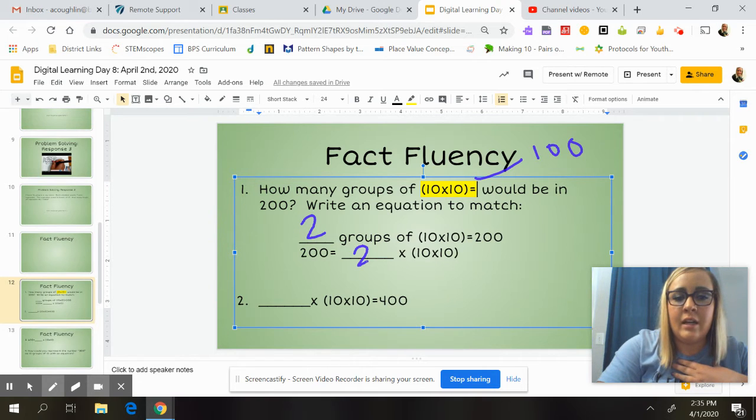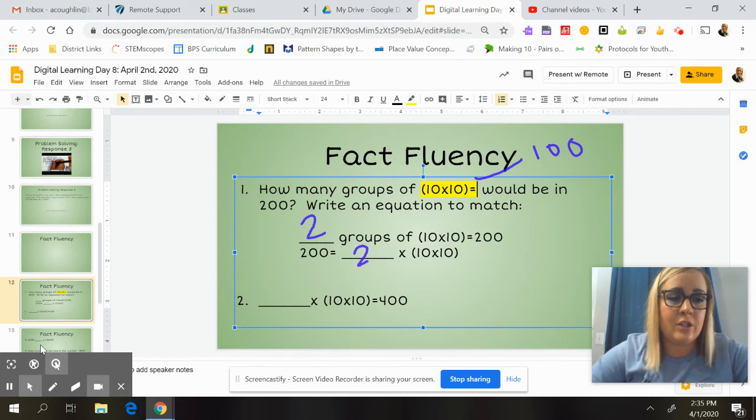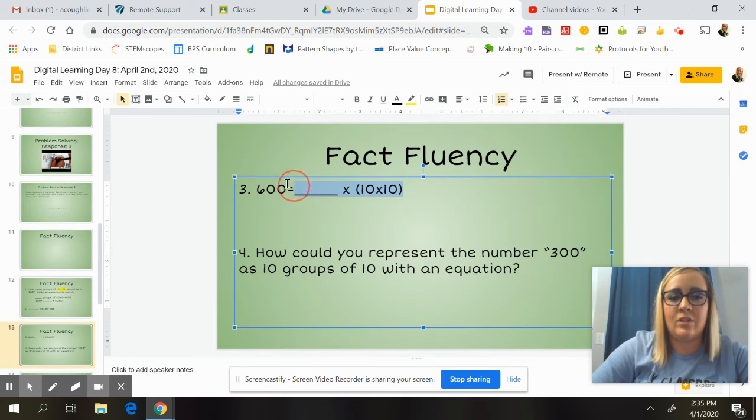Then on these down here, how many groups of 10 groups of 10 is the same as 400? So how many groups of 10 groups of 10 do you need in 400? And then you have one last page, which just has 2 more questions on it. 600 is the same as how many groups of 10 groups of 10? There's a little space on here if you need to work anything out. And then the last one says, how could you represent the number 300 as 10 groups of 10 with an equation? Remember, an equation would be something similar to this.